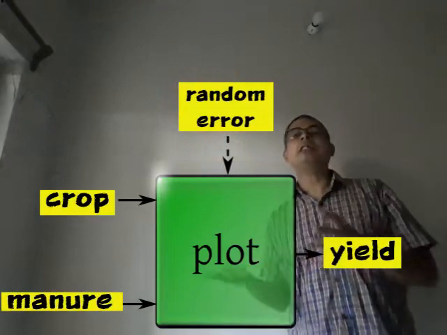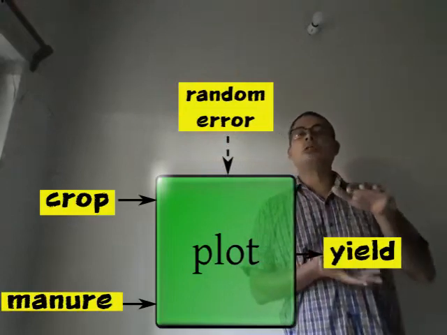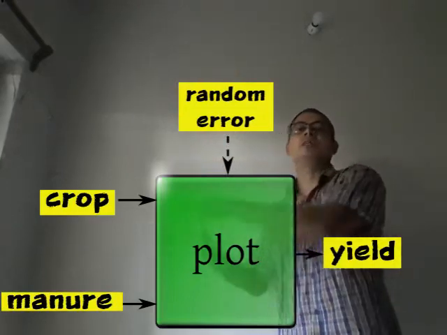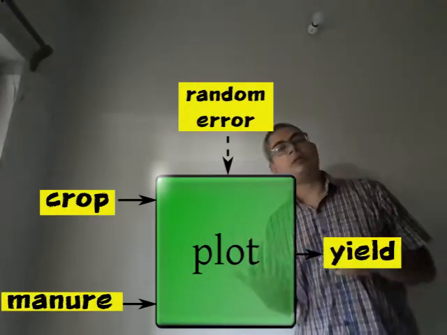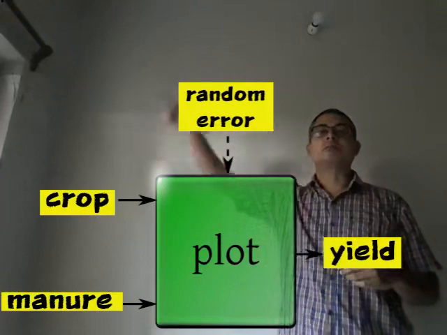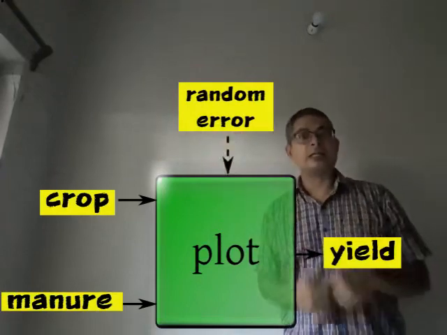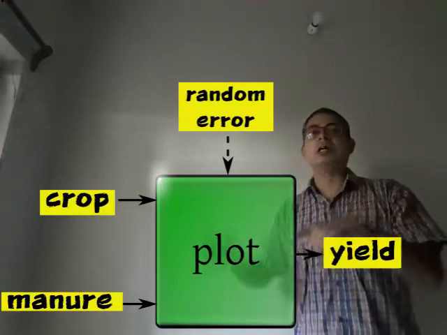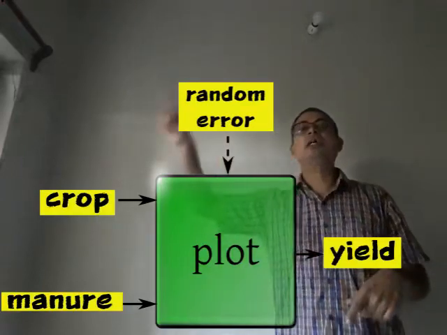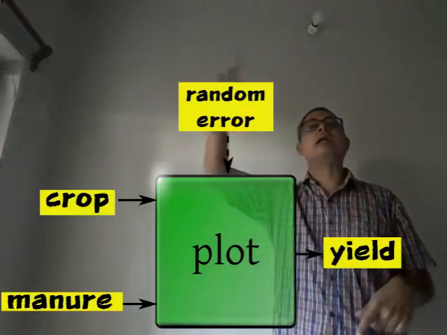So I cannot really say that this output is just a mathematical function of these inputs. So there is something which is still left out. So all those things are summed up here. Now I can say that this is actually a mathematical function of all these three inputs, including the random error.